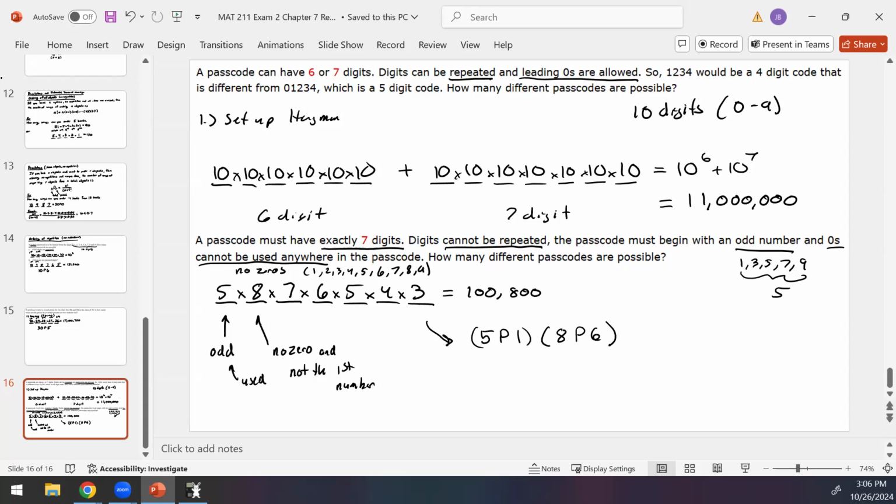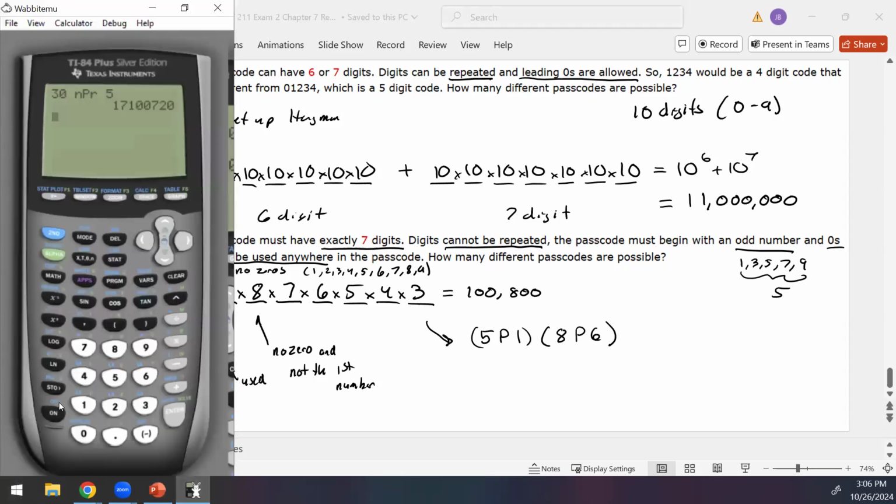Does that make sense? Yeah, that should be fine. So let's just make sure that's correct. If you want to do multiple permutations, you have to use parentheses: 5, math, PRB, permute 1, close parentheses. Again, parentheses are important for these permutations.